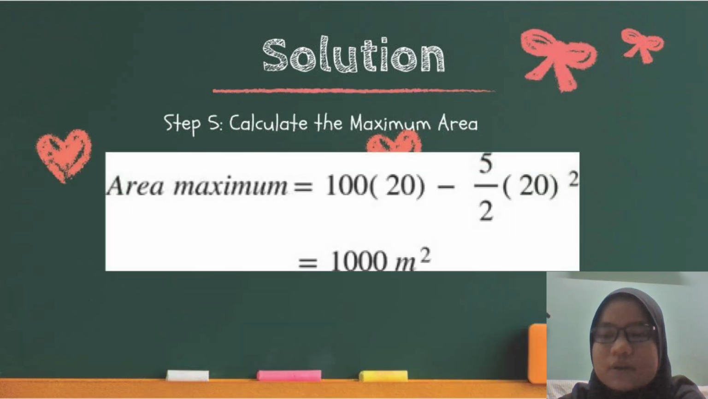Step 5. Calculate the maximum area. To find the maximum area, we substitute x equals 20 back into our area equation. Area equals 100 multiplied by 20 minus 5 over 2 multiplied by 20 squared. So, you get the maximum area equals 1000 square meters.